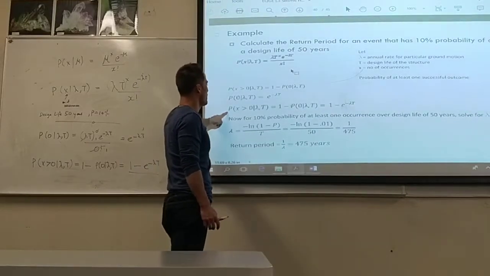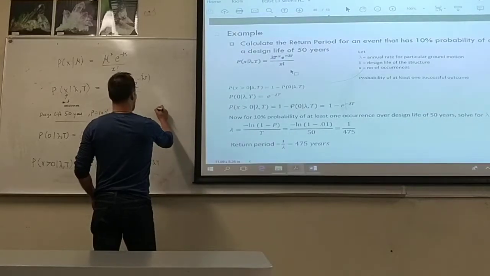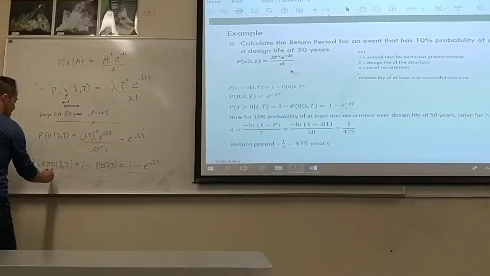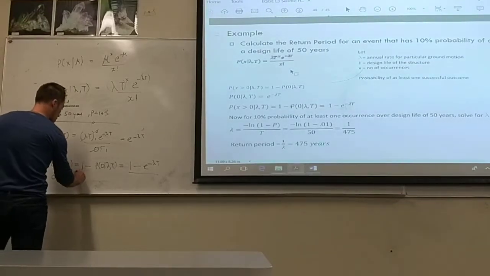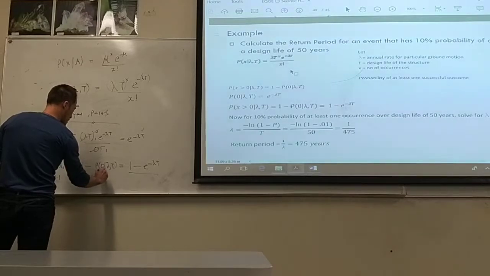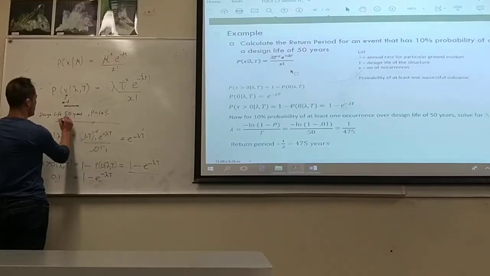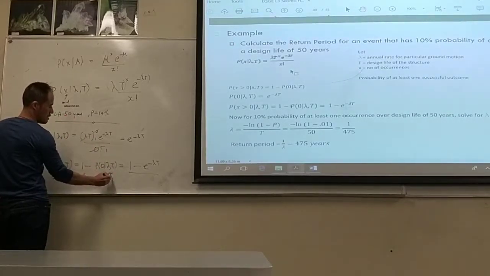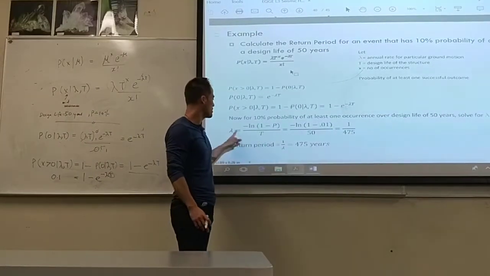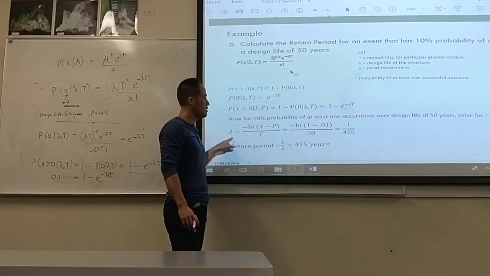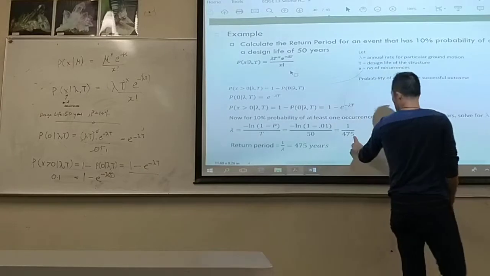Okay, so then basically I say, using this formula here, I can say 0.1 equals 1 minus e to the minus lambda t. Okay, my t is 50 years. Okay, and then I can go back and solve for lambda. Okay, so lambda will end up being 1 over 475.